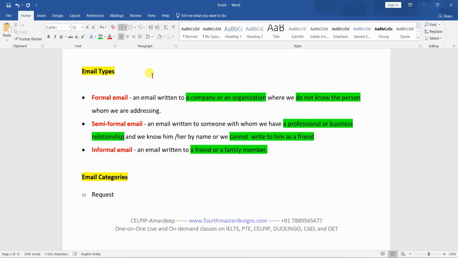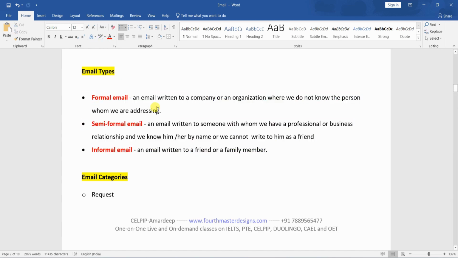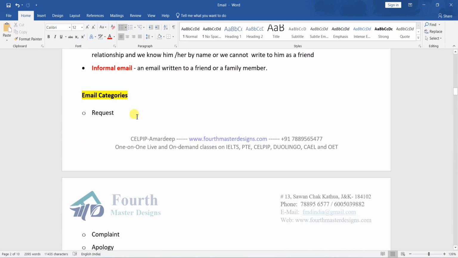That's what I said, your answer should be as per the prompt. If the email is formal, then please write a formal email. If it is semi-formal, take care of the wording. If it is informal, take care of the wording. Do not try to write formally when you are writing to a friend. Do not try to be overly informal. Do not try to be informal at all when you are writing a formal email. So these are three different types of emails: formal, semi-formal and informal.